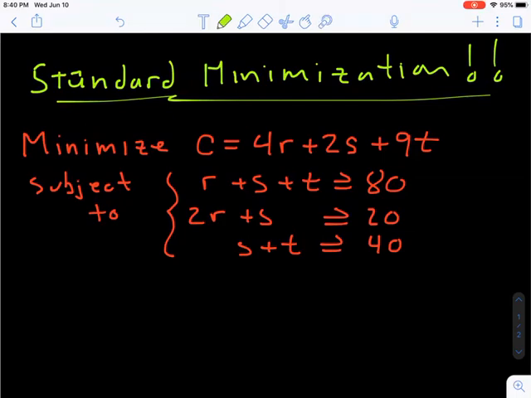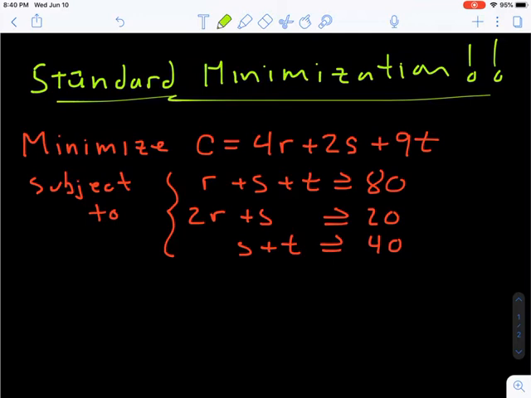In this video, I'm doing another standard minimization problem. And in this problem, I'm going to go through the entire process. I've done a few other videos where I break the process down, but let's just do one where we do the entire process from start to finish.